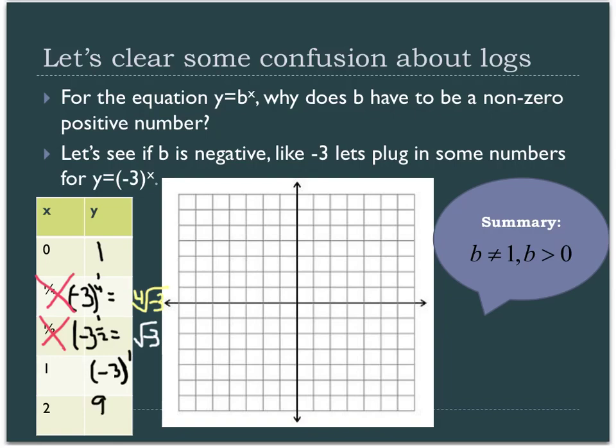So let's for a second just pretend that we're going to ignore these not possible values, and let's look at what the graph would look like. So 0, 1, 1, -3, 2, +9, which would be up here. Go off my grid a little bit.